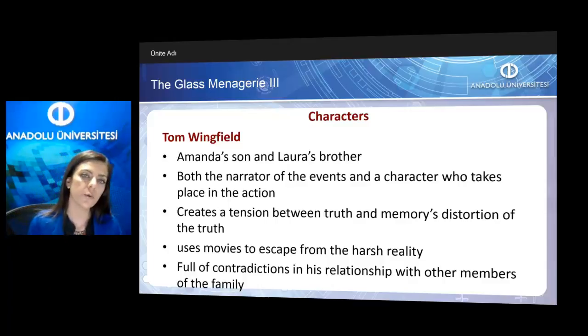Tom as a character uses movies to escape from the harsh reality around him. He is a character full of contradictions in his relationships with other members of the family, his mother Amanda and his sister Laura.